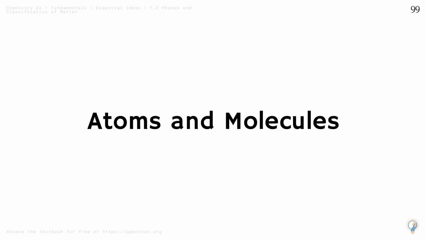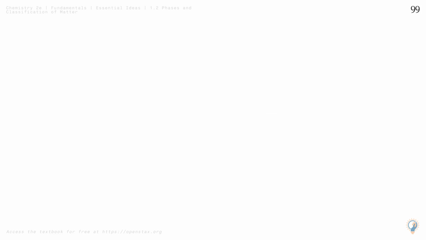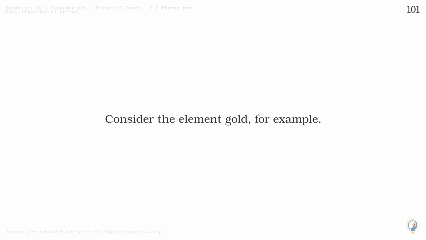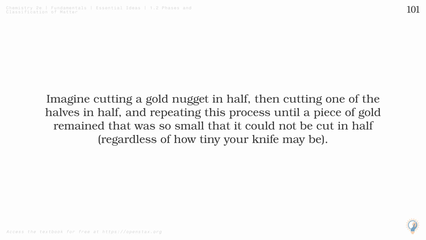Atoms and molecules. An atom is the smallest particle of an element that has the properties of that element and can enter into a chemical combination. Consider the element gold, for example.